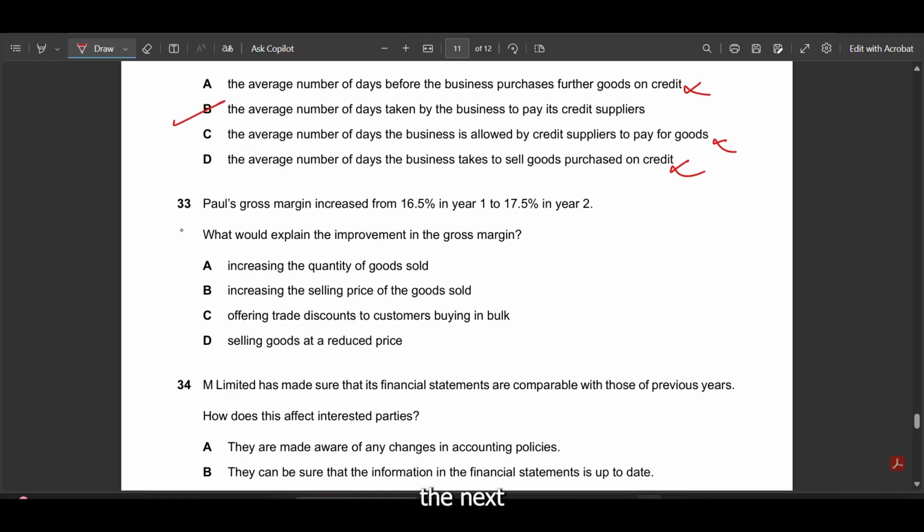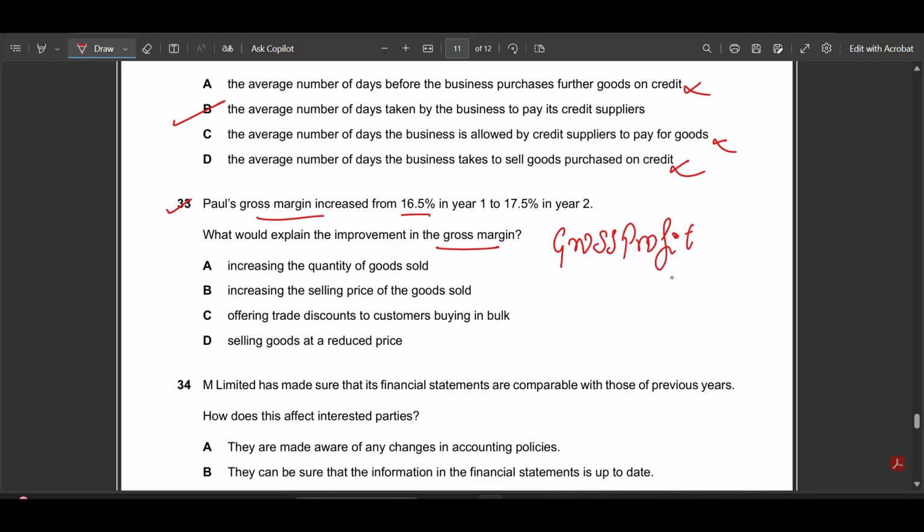Alright, let's move ahead with the next question. Question number 33. Paul's gross margin has increased from 16.5% in year 1 to 17.5% in year 2. What would explain the improvement in the gross margin? So gross margin is nothing but my gross profit. They are talking about gross profit over here.